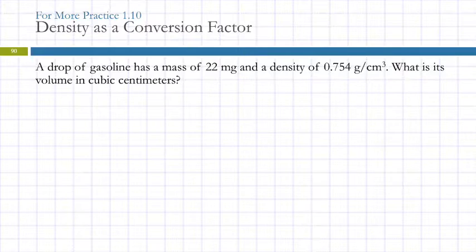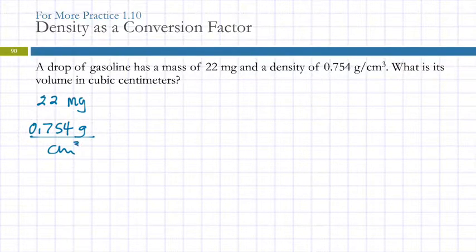So we're going to treat this as dimensional analysis. A drop of gasoline has a mass of 22 milligrams and a density of 0.754 grams per cubic centimeter. What is its volume in cubic centimeters? Well, let's write down the numbers. We've got 22 milligrams, and we've got 0.754 grams per cubic centimeter. And what are they asking us? Volume in cubic centimeters. So I want cubic centimeters.